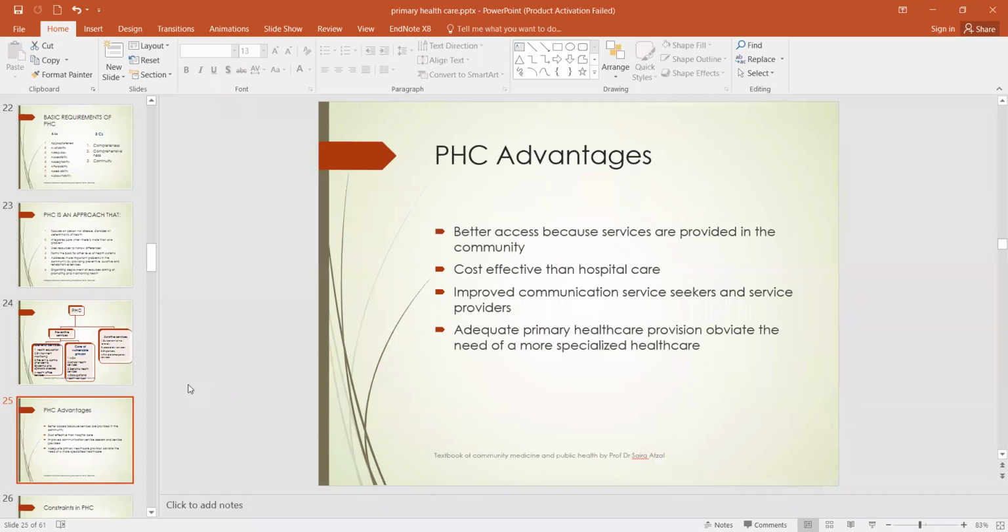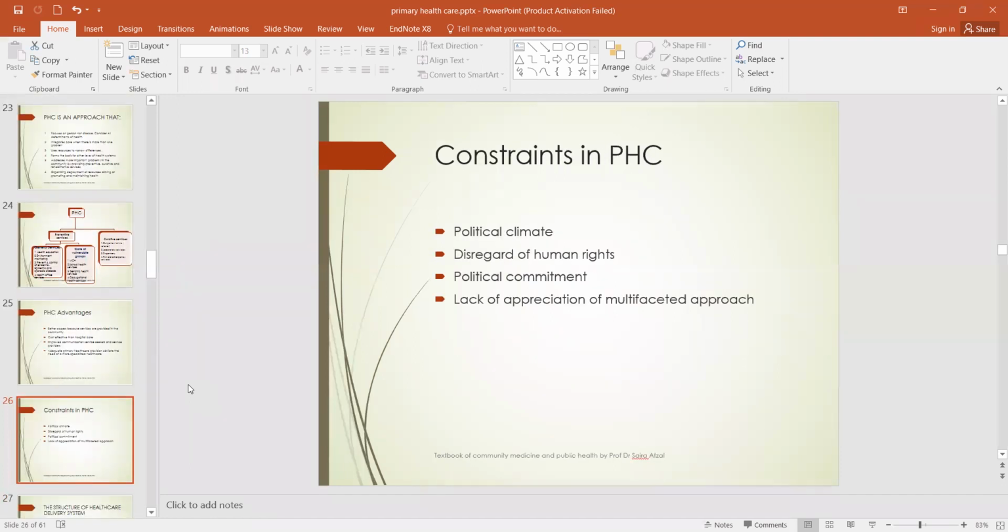There are several advantages of primary healthcare: better access because services are provided in the community, cost effective than hospital care, improved communication between service seeker and service provider, adequate primary healthcare provision outweighs the need of a more specialized healthcare. There are some constraints in primary healthcare like political climate, disregard of human rights, political commitment, lack of appreciation of multi-phased approach.